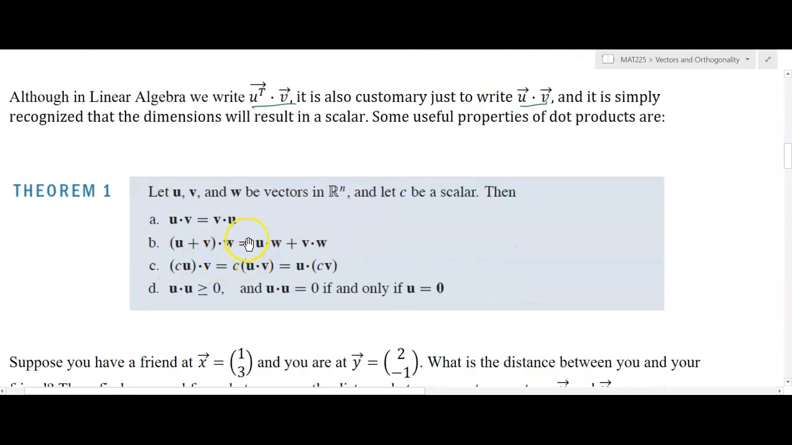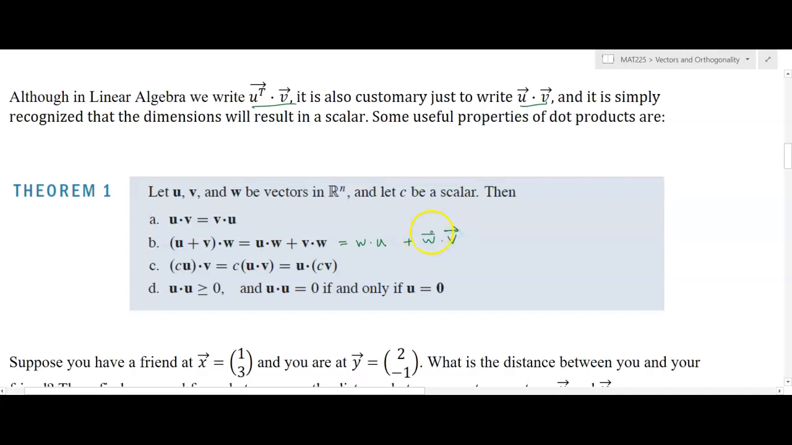Then there's the distributive property. You can distribute the vector in here. You can see that we're just taking w and distributing it into the parentheses to make w times u and w times v. But since dotting two vectors in reverse order produces the same result, this would be the same thing as saying w dot u plus w dot v.